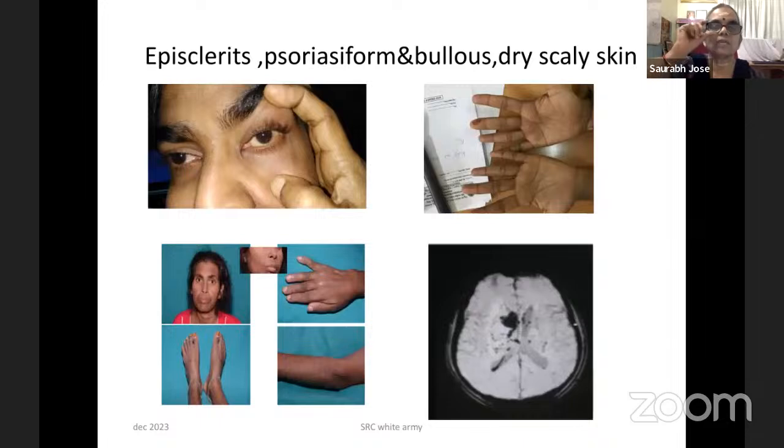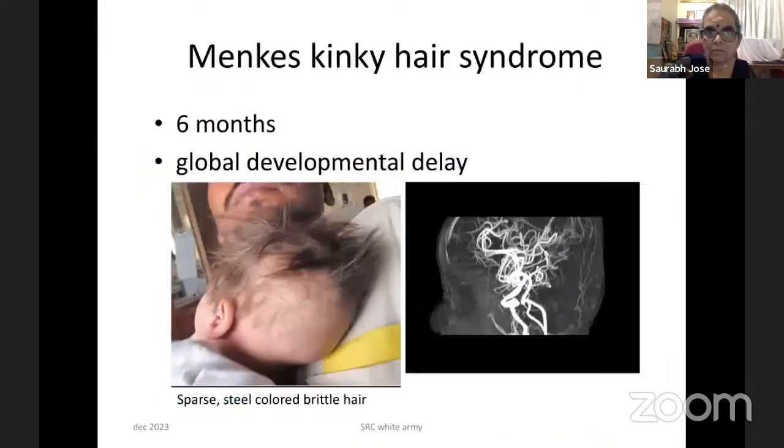You can see, look for episcleritis and, as I said, psoriasiform skin lesions and various dry skins and vitiligo and brain infarction. So CNS, PNS vasculitis. Vasculitis can produce peripheral neuropathy as well as central nervous system involvement. You can have pure PNS, pure CNS, or CNS and PNS, and these are Behçet. Episcleritis you find in Behçet's disease.